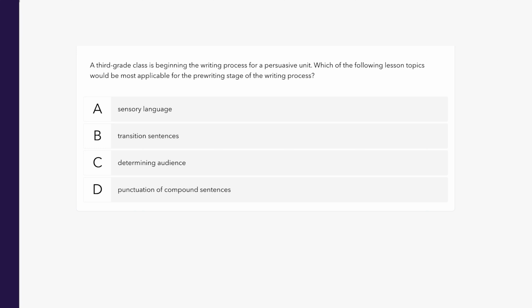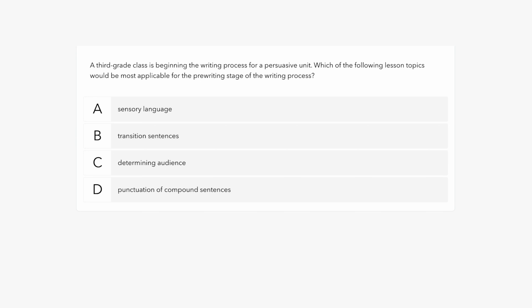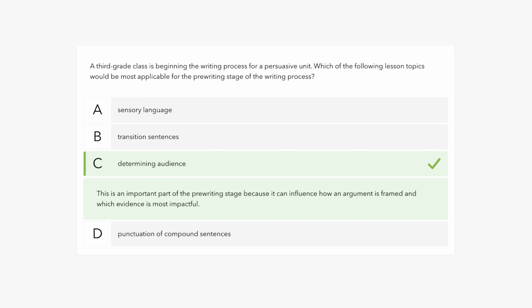Now for the last remaining category, writing. A 3rd grade class is beginning the writing process for a persuasive unit. Which of the following lesson topics would be most applicable for the pre-writing stage of the writing process? Determining audience, transition sentences, punctuation of compound sentences, or sensory language? This is the correct answer. This is an important part of the pre-writing stage because it can influence how an argument is framed and which evidence is most impactful.